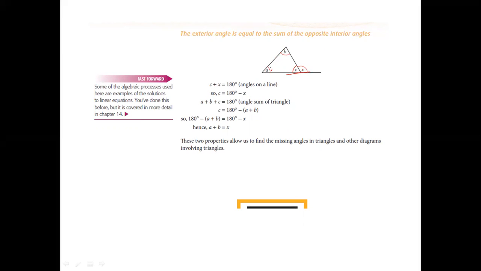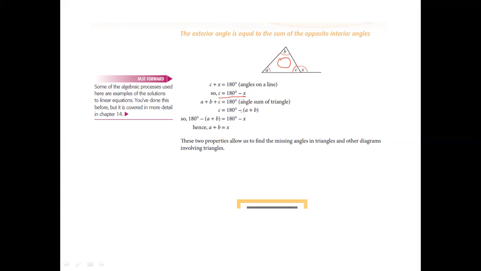So c is equal to, let's start here, c plus x. C plus x is 180. It's angles on a line, a straight line. So c stays constant, and x goes to the right side, and automatically the sign is changed to negative: 180 minus x. So a plus b plus c, the interior angles of a triangle, is 180, the angle sum of a triangle. So you can put in the place of c just 180 minus x.